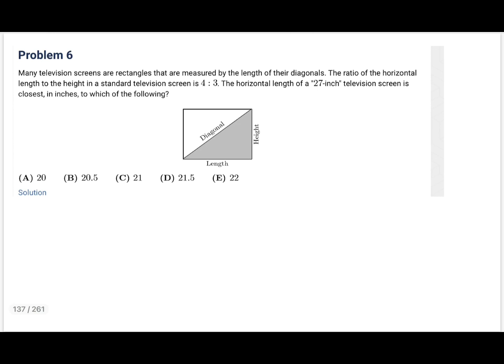Problem number 6. Many TV screens are rectangles measured by the length of their diagonals, and so it's 4 to 3. So the standard is 4 to 3, right? So it's 4 to 3 to 5, and then the horizontal length of a 27 inch. So this must be 27 inches.